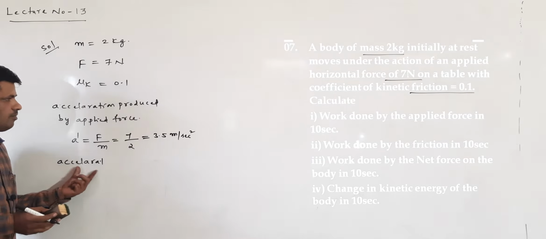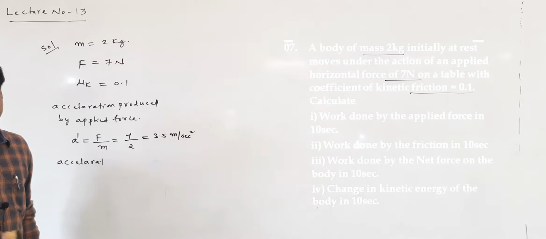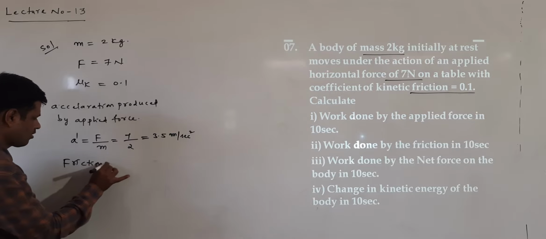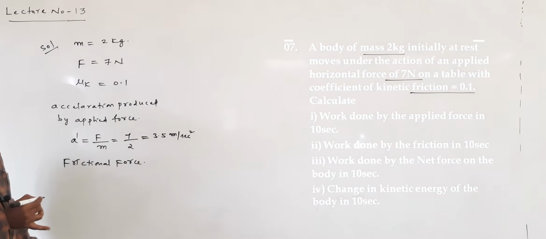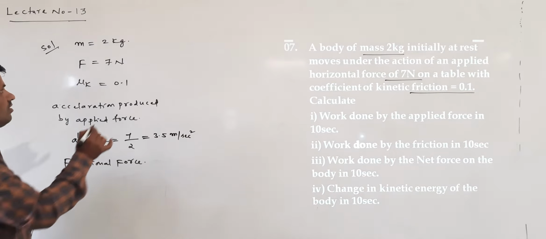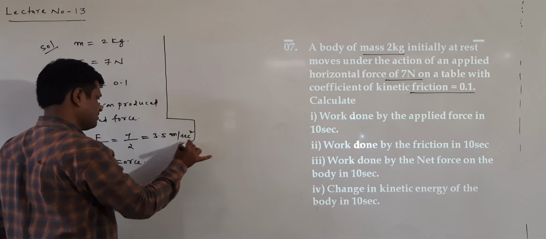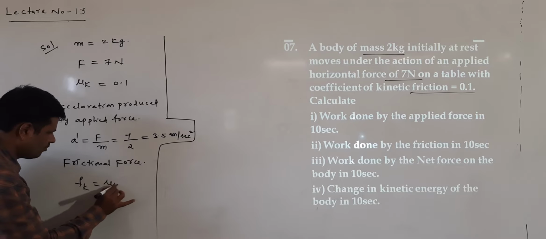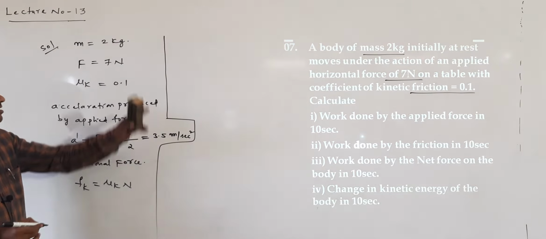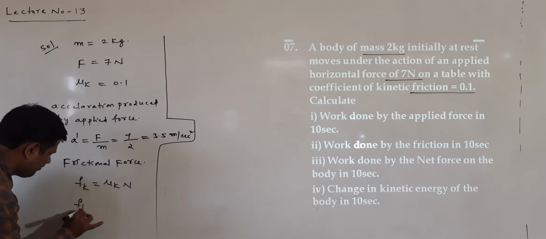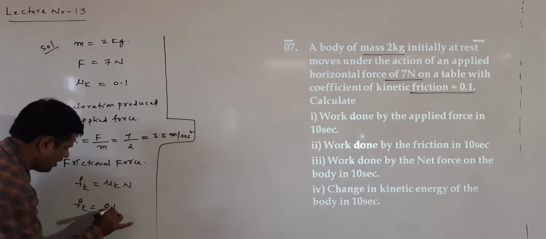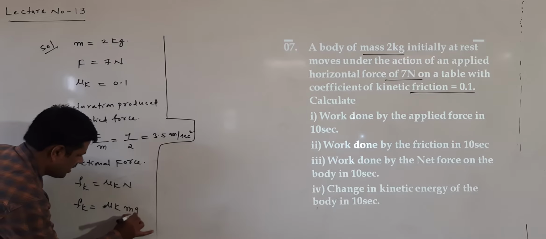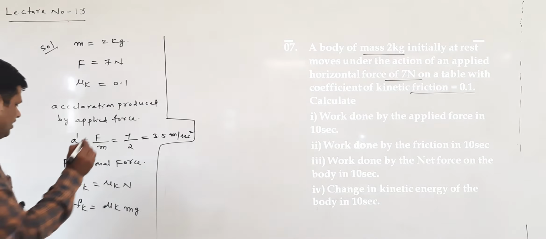Next, we have to find the acceleration produced by the frictional force. Before finding this, first we find the frictional force. What is the frictional force here? Fk is equal to mu k into N, kinetic friction, because the coefficient of kinetic friction is given. Normal reaction can be written as N equal to mg. We know that formula already.